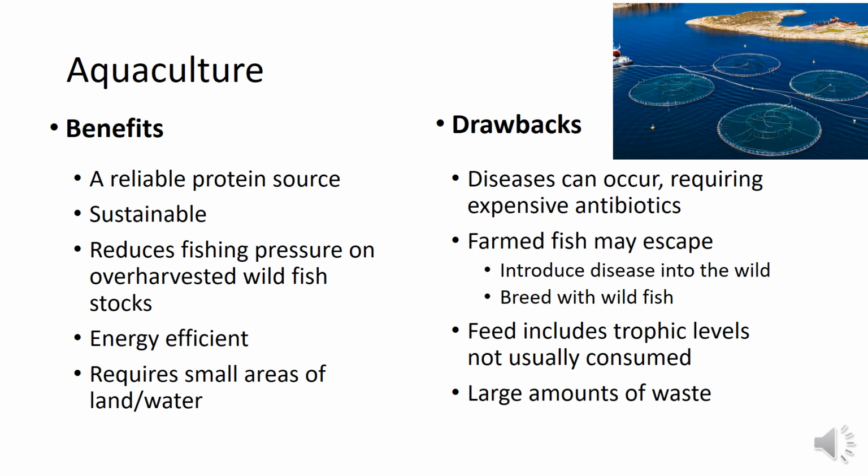The farm fish could escape, so then you have issues with wild fish, whether they're breeding with wild fish or introducing their disease to the wild fish. So that's not good. And also, a lot of times in aquaculture, you're feeding the organisms at different trophic levels than they're usually consuming in the wild. So you end up with much different product. And then you also have this large amount of waste that can either pollute nearby waters or just have to be dealt with in some way and treated.